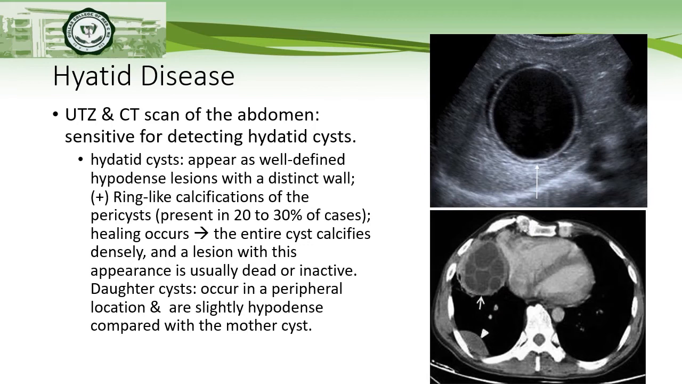Ultrasonography and CT scanning of the abdomen are both quite sensitive for detecting hydatid cysts. The appearance of the cysts on imaging depends on the stage of the cyst development. Typically, they look like well-defined, hypodense lesions with a distinct wall. Ring-like calcifications of the pericyst are seen in 20 to 30% of cases. As healing occurs, the entire cyst calcifies densely, and a lesion with this appearance is usually dead or inactive. Daughter cysts generally occur in a peripheral location within the main cyst, and are typically slightly hypodense compared to the mother cyst.